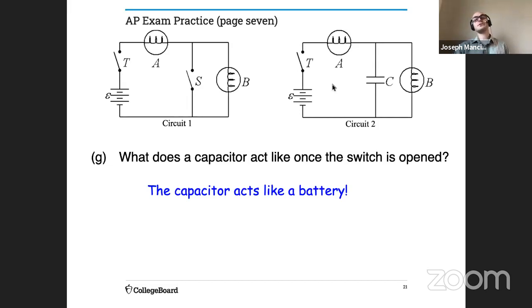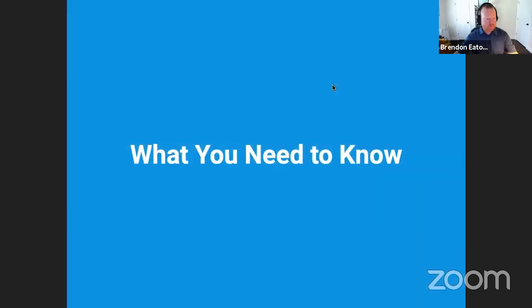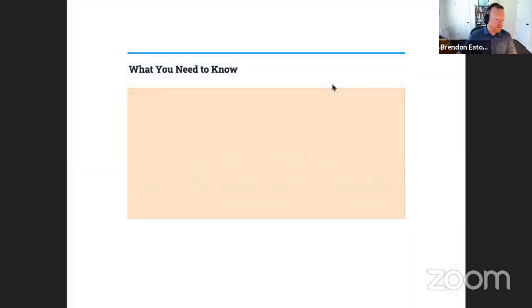Okay, here's Mr. Eden with what you need to know. All right, to be successful on the AP exam this year, you need to know about magnetism. So specifically, magnetism is caused by moving charges or dipoles.